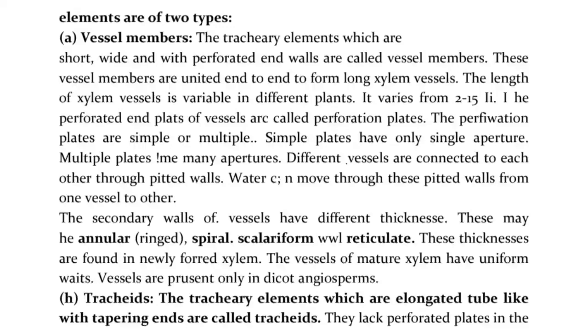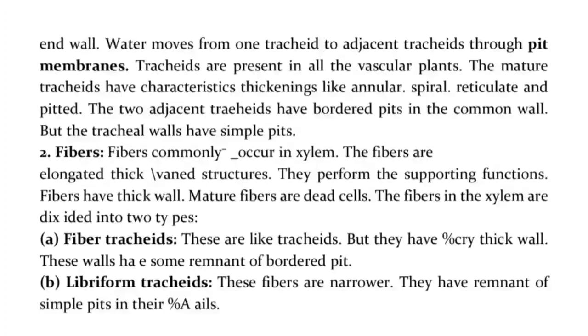B, tracheids. The tracheary elements which are elongated, tube-like with tapering ends are called tracheids. They lack perforated plates in the end wall. Water moves from one tracheid to adjacent tracheids through pit membranes. Tracheids are present in all the vascular plants. The mature tracheids have characteristic thickenings like annular, spiral, reticulate and pitted. The two adjacent tracheids have bordered pits in the common wall, but the tracheid walls have simple pits.